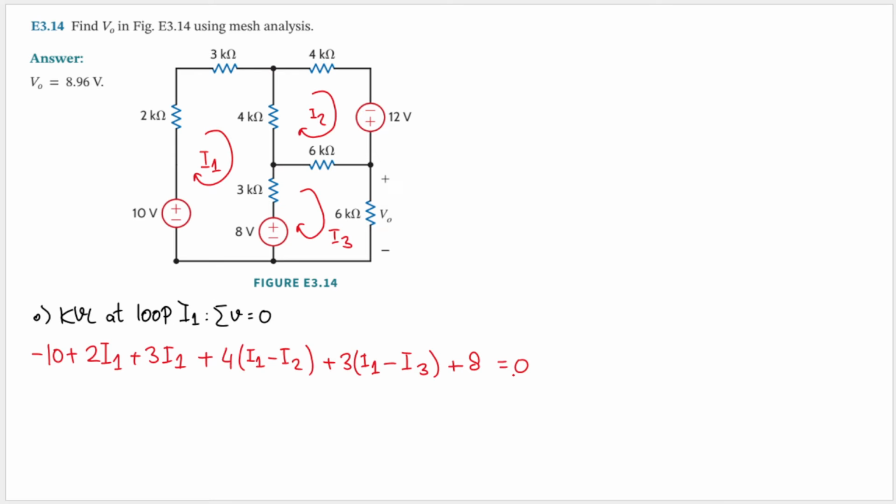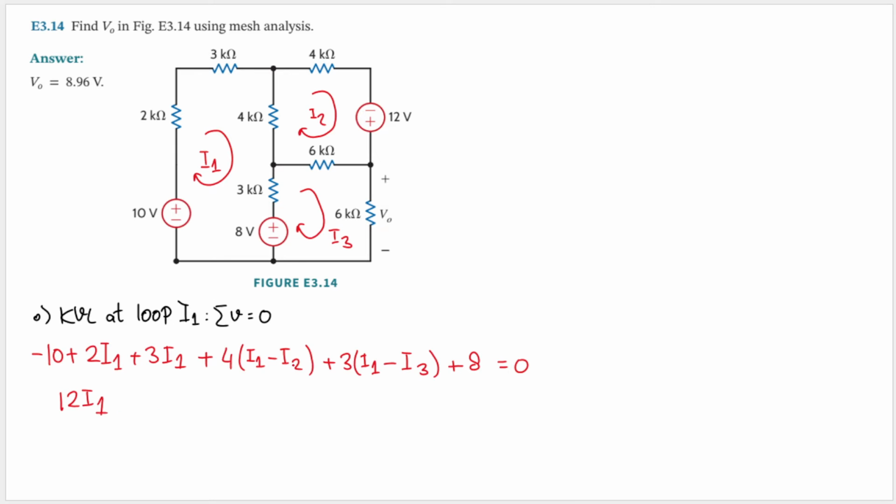Now let's do some simplification. For I1, we will have 2 plus 3, that will be 5. 5 plus 4, that will be 9. And then 9 plus 3, that will be 12. Okay, I think that is good. So we'll have 12 I1.